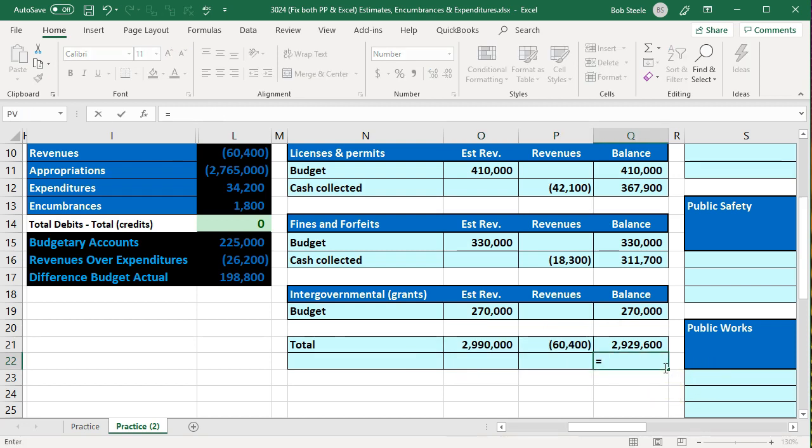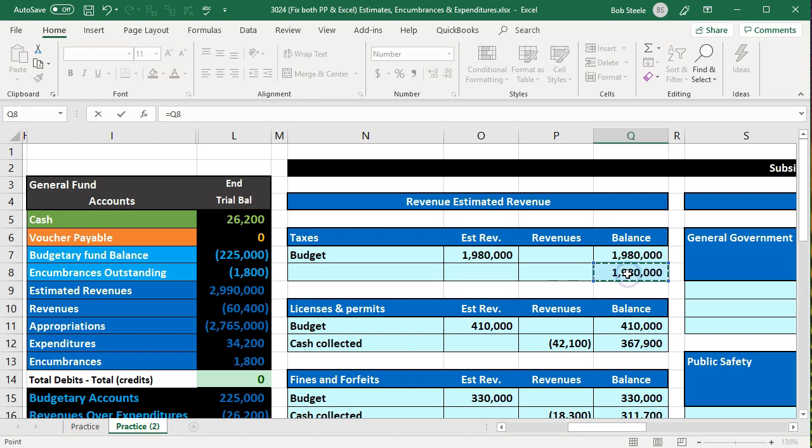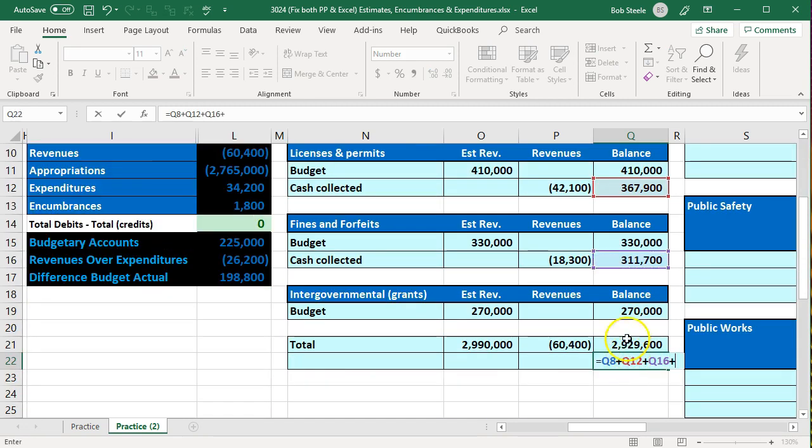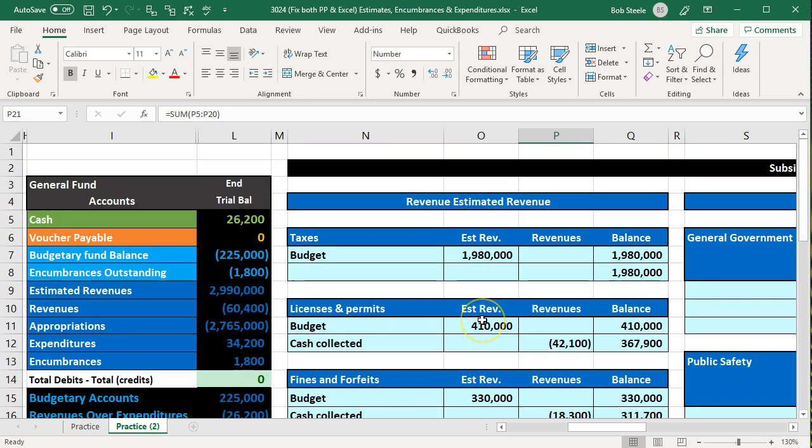Or we can double check it by saying this equals the ending balance plus the ending balance plus the ending balance plus the ending balance, and that should give us basically a double check. So these two items then tie out, and that's our summary for the subsidiary ledger.